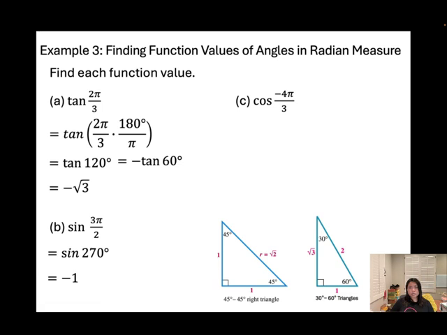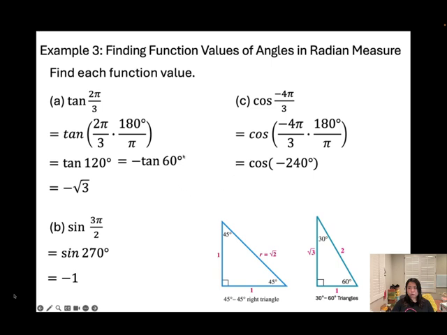Okay, C, cosine negative 4 pi over 3. So again, we're going to convert it to the degree. You should get negative 240 degree. So cosine negative 240. So this is talking about, you're going to start with quadrant 4 and go clockwise. 240 will be quadrant 2. So cosine in quadrant 2 is also negative. And then find the reference angle. You're going to see 60 degree. Cosine 60 will be adjacent over hypotenuse. So that will be negative 1/2.